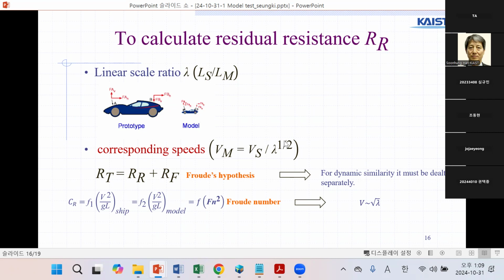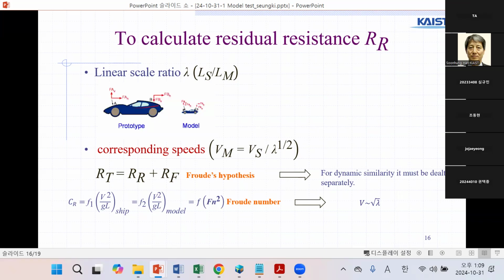Since we can see the square root of lambda term here, and the Froude hypothesis said that total resistance is the summation of these two, residual and frictional resistance. For dynamic similarity, then it must be dealt with separately. So that's why we use the Froude number and Reynolds number respectively.